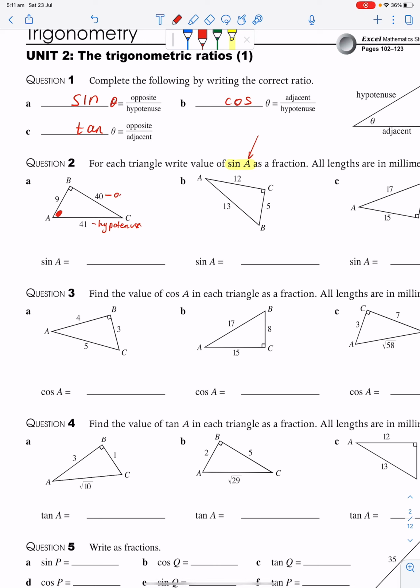So this is going to be called the opposite side. And if the angle is here, right next to the angle, this is called adjacent. Now, you know that sine of any angle is always equal to opposite over hypotenuse. So sine of angle A is opposite over hypotenuse. Which one is opposite? We already said it's the 40. And which one is the hypotenuse? We already said it was the 41. And that's your answer.